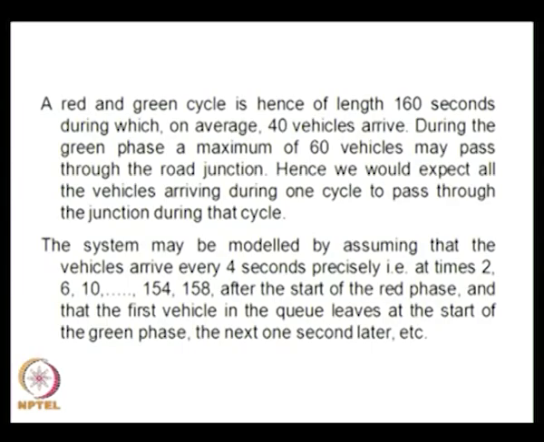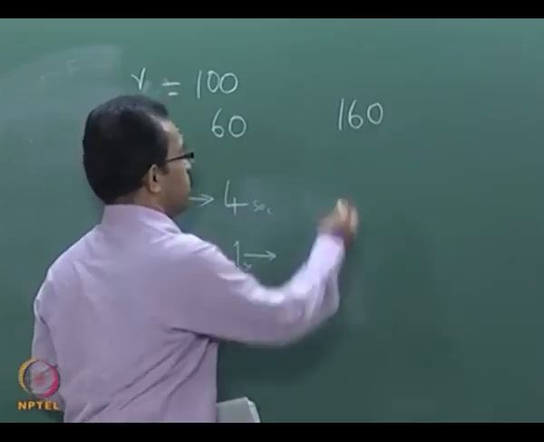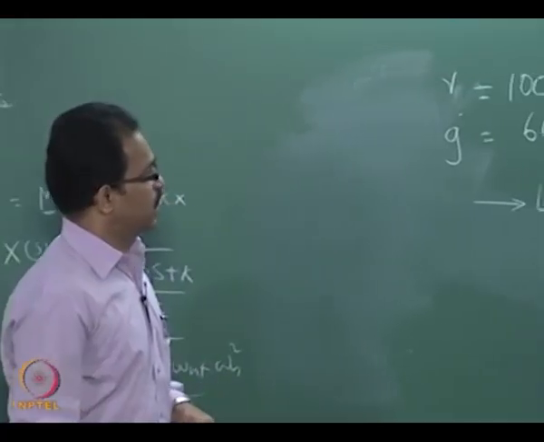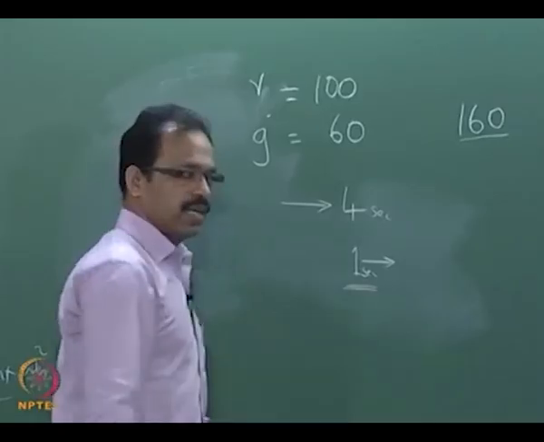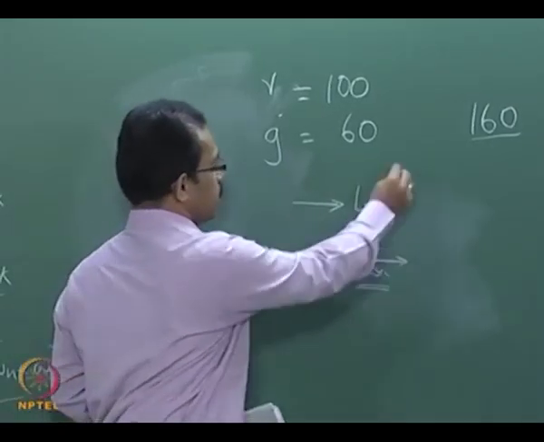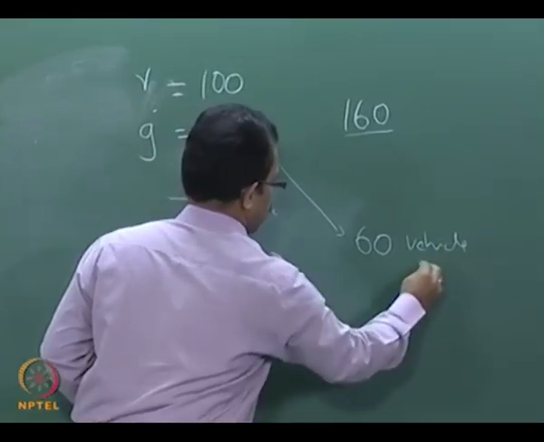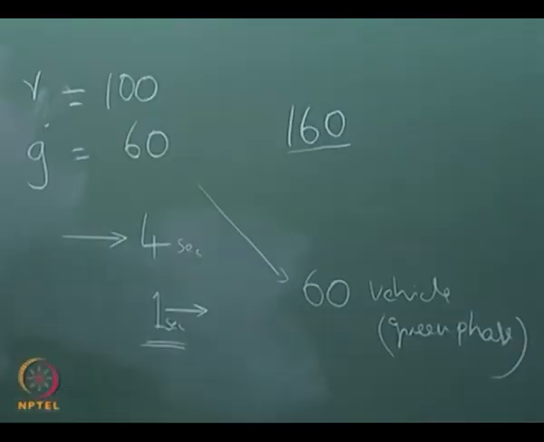So now we know that a red and green cycle will have 160 seconds. When it changes to green there will be 60 seconds, when it changes to red it will be 100 seconds. So during the green phase a maximum of 60 vehicles may pass through the road junction, since 1 second is needed for one vehicle to go. So we can have only 60 vehicles passing through during the green phase. Whenever the signal changes to green you can have 60 vehicles passing through.